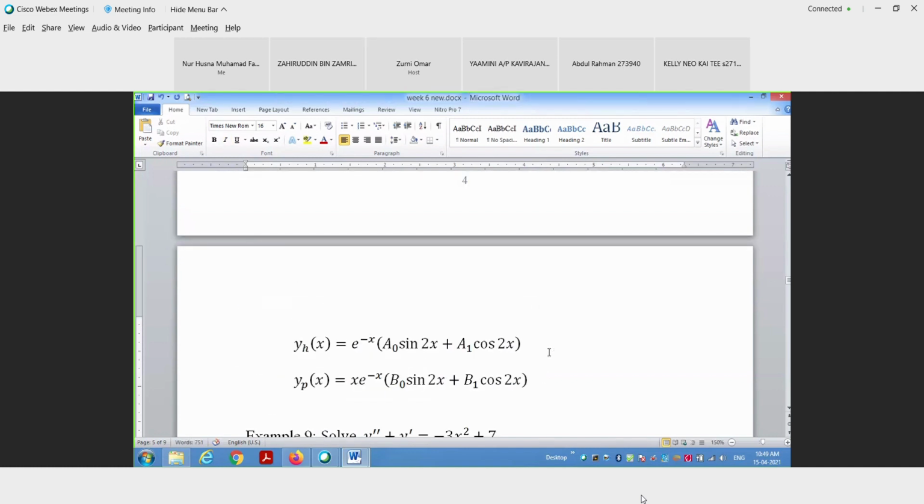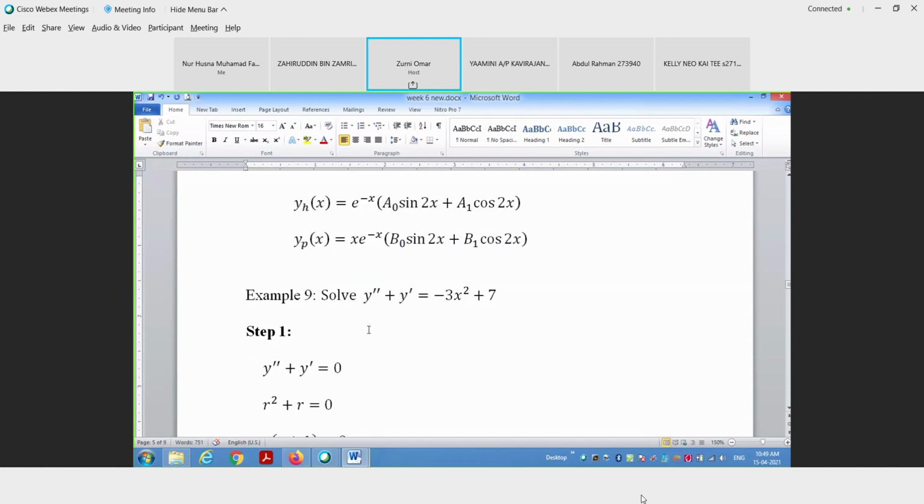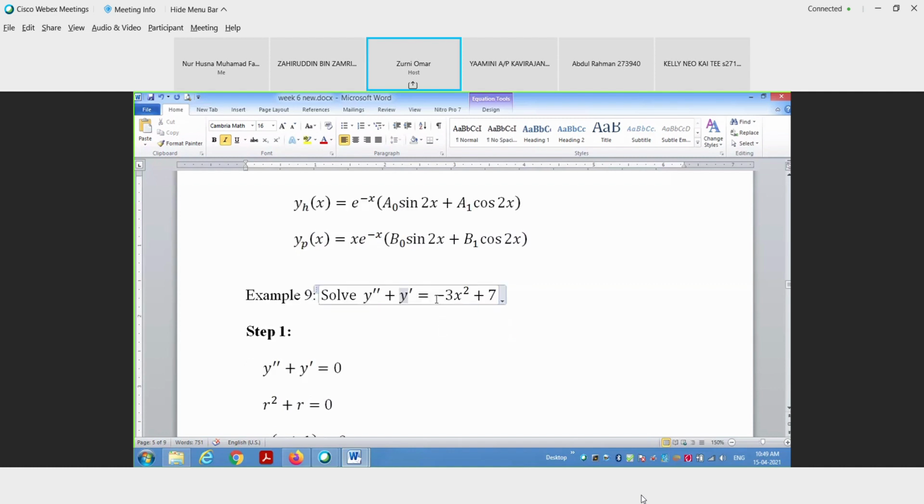Okay, any questions? Okay, so let's solve example 9. y double prime plus y prime equals minus 3x squared plus 7. First you need to check, is it second order linear with constant coefficients? Yes. And then your g(x) equals 3x squared plus 7. So you have a non-homogeneous second order linear equation with constant coefficients.